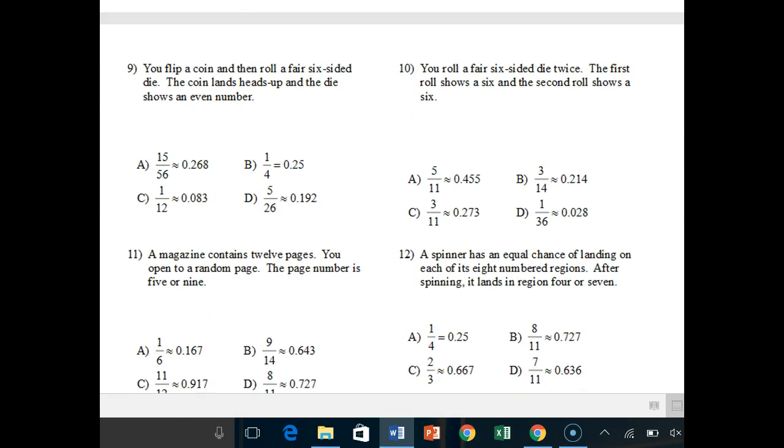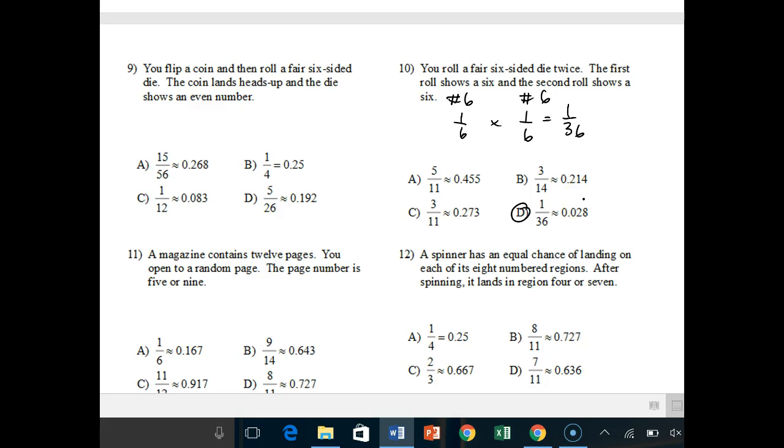All right, let's do 10. You roll a fair 6-sided die twice. The first roll shows a 6 and the second roll shows a 6. So what's the probability of getting the number 6 twice? So probability of getting a 6 is just 1/6, and the probability of getting a 6 again, 1/6. Multiply those, 1/36. All right, so to get a 6 twice in a row when you roll a die, you have about a 1 in 36 chance, or about a 2.8% chance.